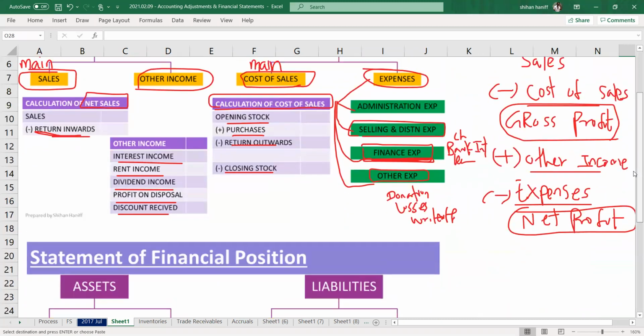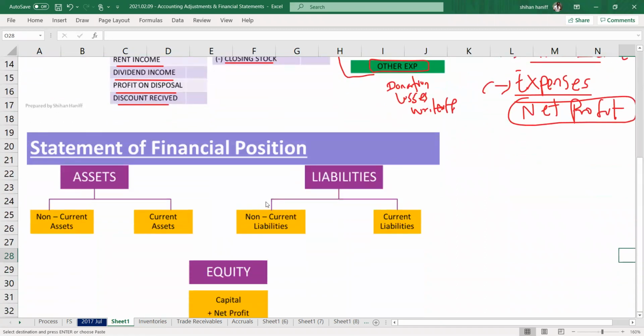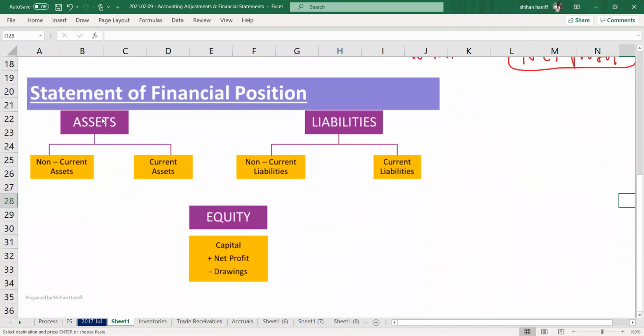Then we have to take the statement of financial position. In the financial position, we have the assets and liabilities. Assets will be divided into non-current assets and current assets. Liabilities will be divided into non-current liabilities and current liabilities. Then the equity is equal to capital plus net profit minus drawings. These are the items in the statement of financial position.